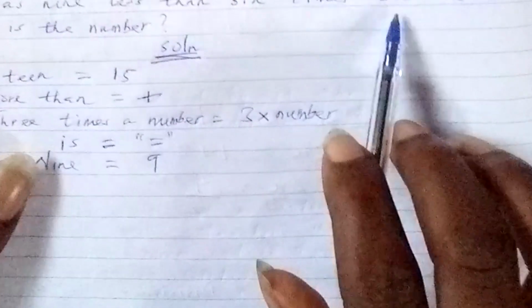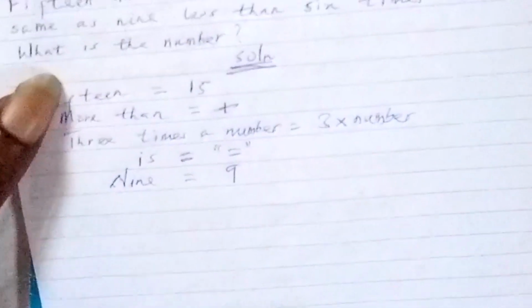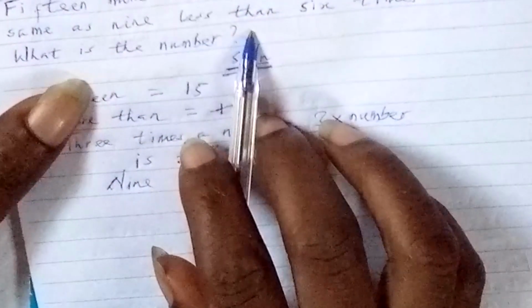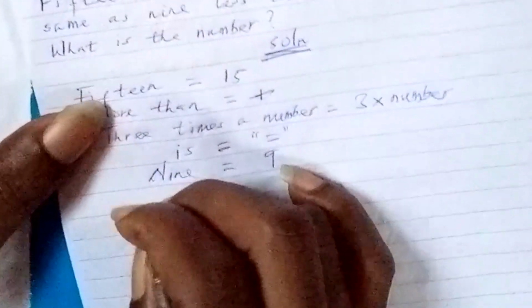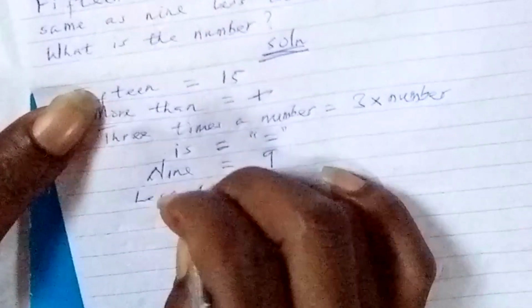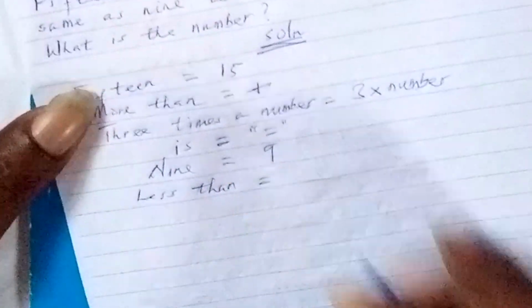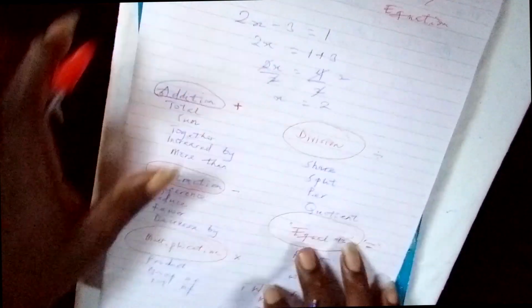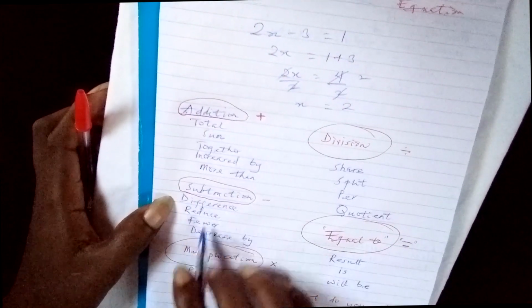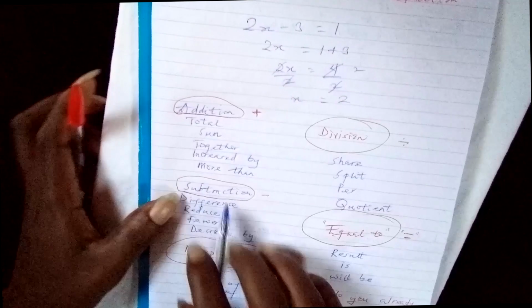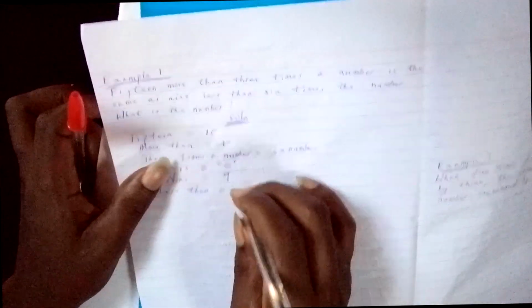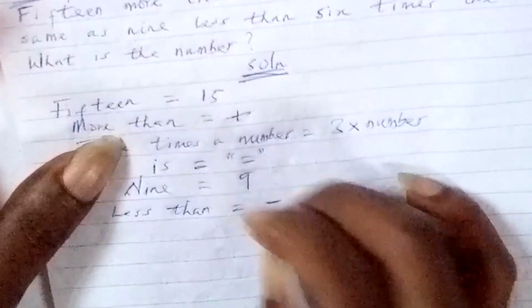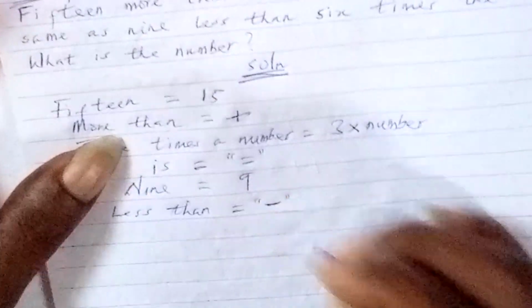6 times a number. Remember, we have "9 less than". So less than, and tracing from the phrases that I wrote, less than means it is under subtraction. That is decreased by or less than. It is all under subtraction. Therefore, less than could be represented by a minus sign.